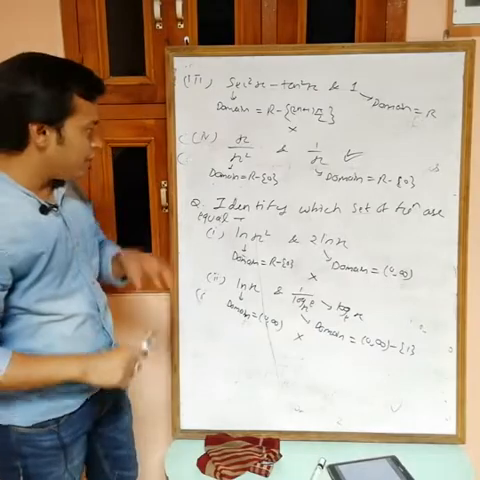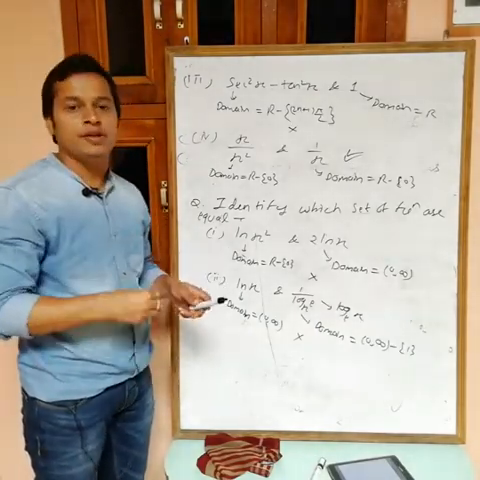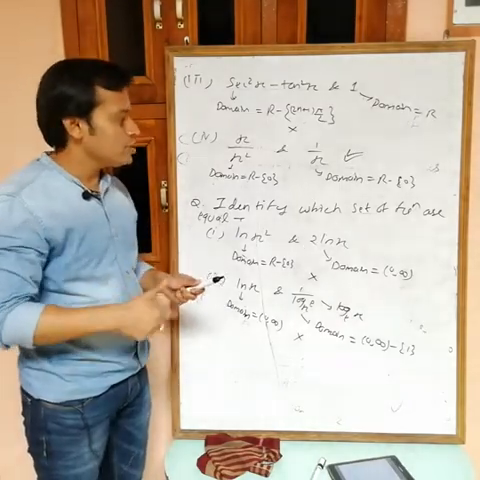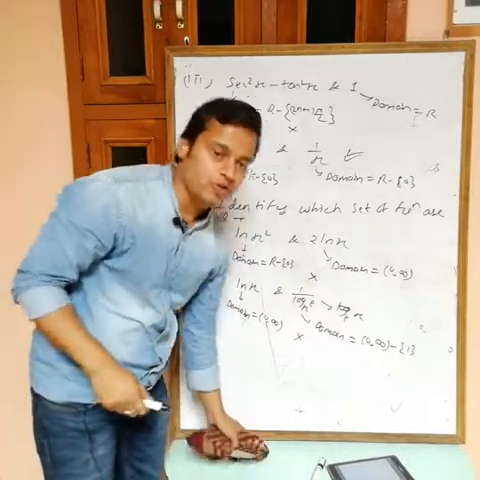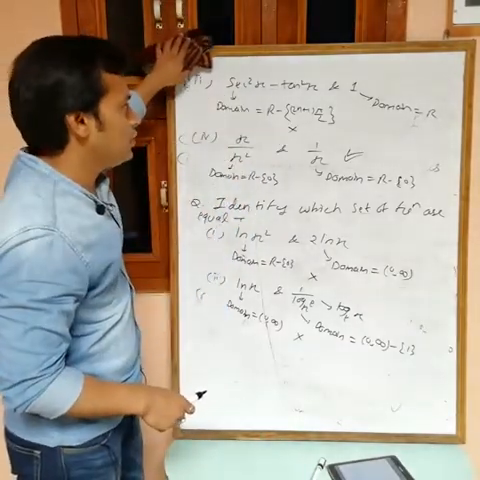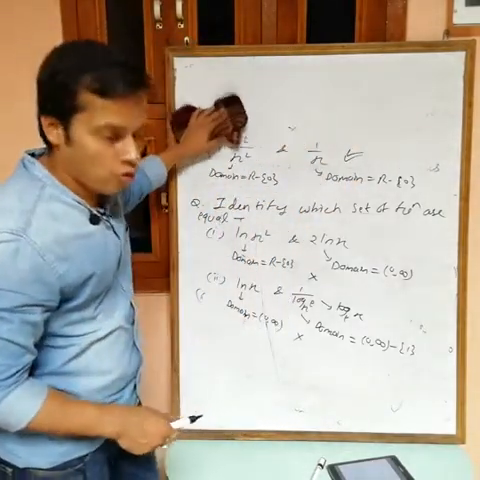So identical, clear? First the domain must be the same, and then the value of the function must be the same for every value of the common domain, for all x belonging to the common domain. Now this is clear. In the next class we will take even and odd functions.